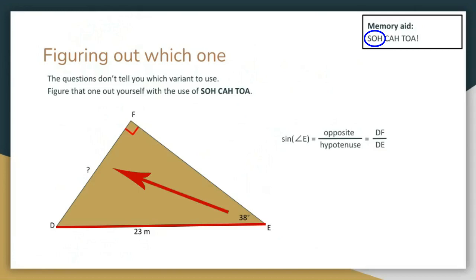For our second line, we fill in the numbers we know. We then use some magic to figure out what to do next. DF is 23 times the sine of 38 degrees, which is 14.2 meters. Ready for the next paragraph?